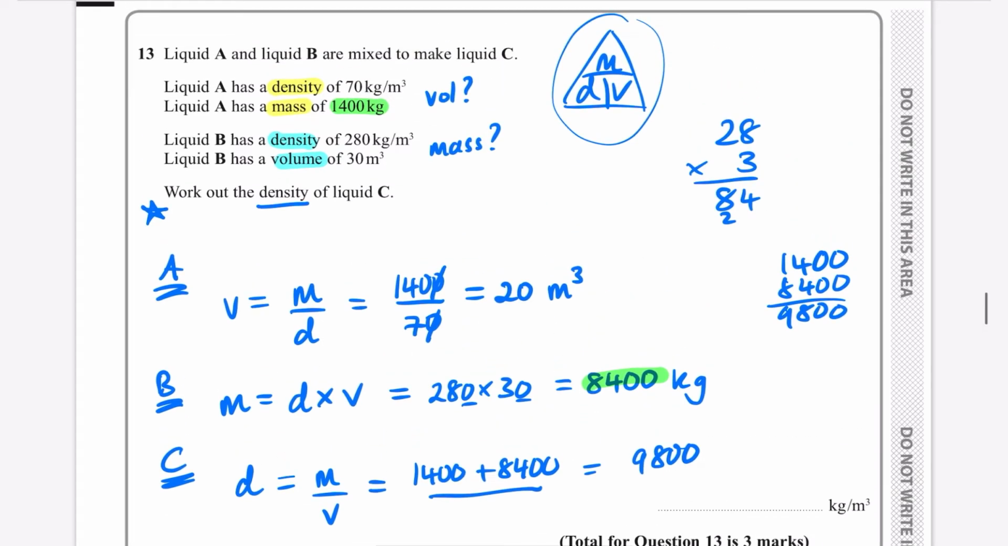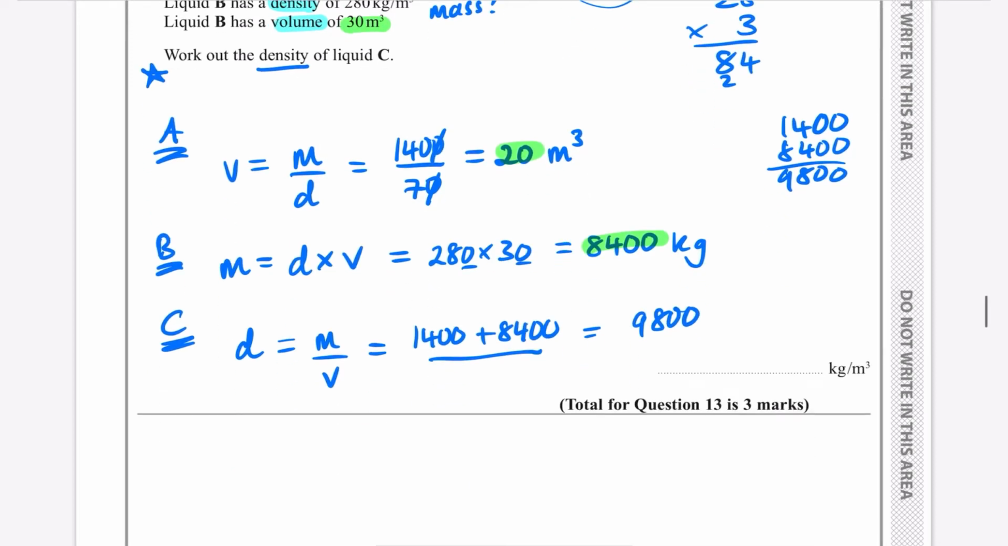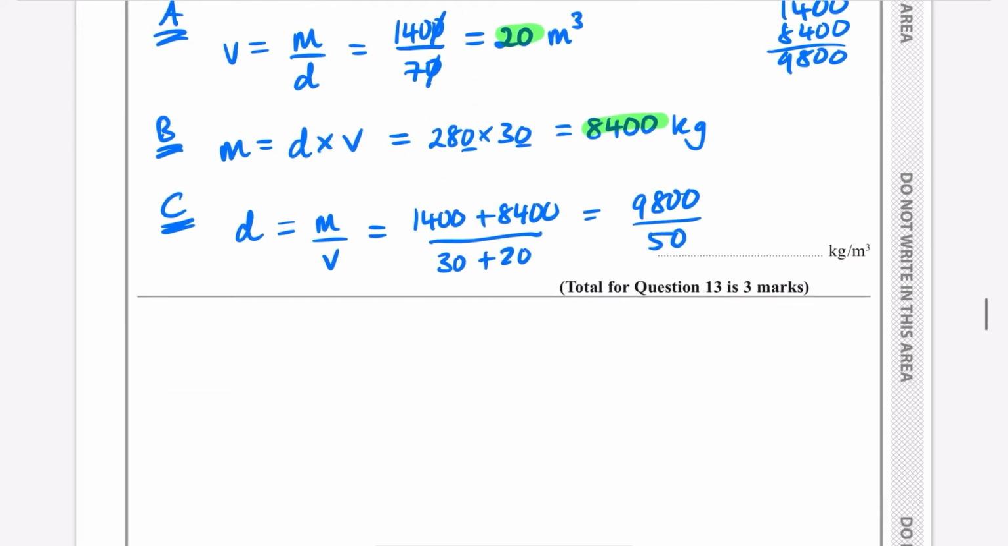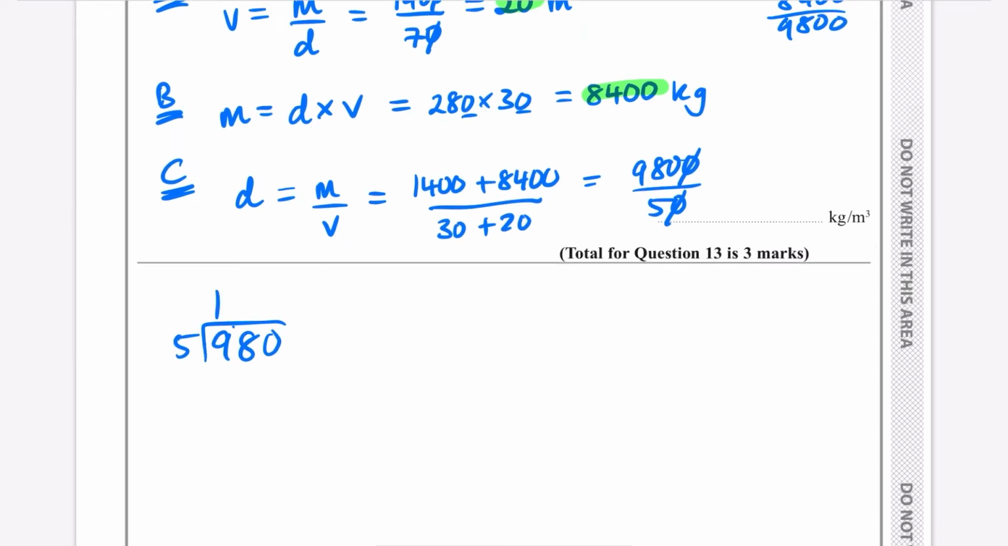Now the volume, let's highlight these here as well. The volume is 30 for this one and 20. So the volume is going to be 30 plus 20, which is 50. So I'm going to just simplify this fraction. I can divide the top and bottom by 10. So I just now need to work out 980 divided by 5. 5 goes into 9 once, remainder 4. 5 goes into 48, 9 times, remainder 3, and 5 goes into 30, 6 times. So my answer is 196 kilograms per meter cubed.